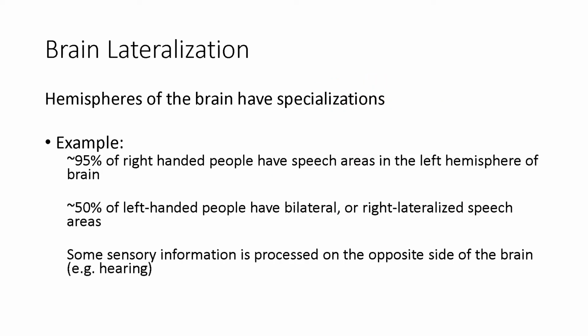The hemispheres of the brain are not exactly equal. Each hemisphere has specializations, that is, specific functions that are located predominantly in only one half of the brain. About 70 to 95% of people have speech areas, for example, in the left hemisphere of the brain, because about 70 to 95% of people are right-handed. For people who are left-handed, speech areas are often in the right side of the brain.